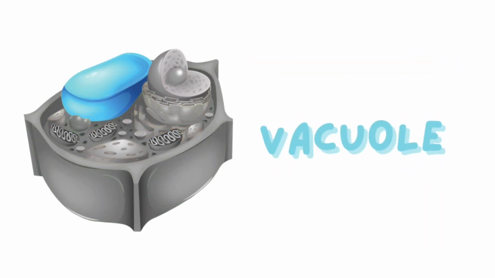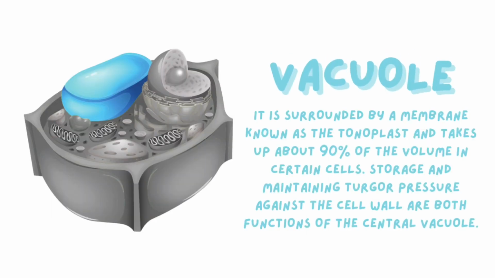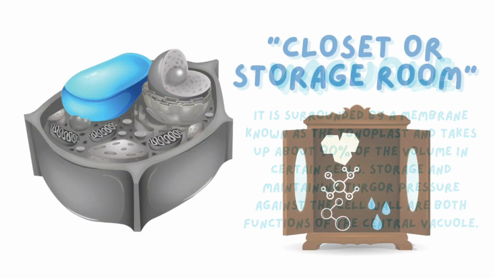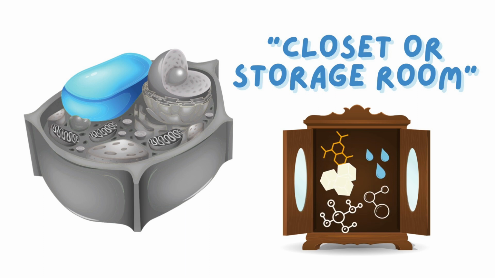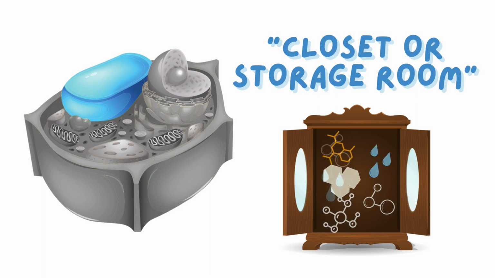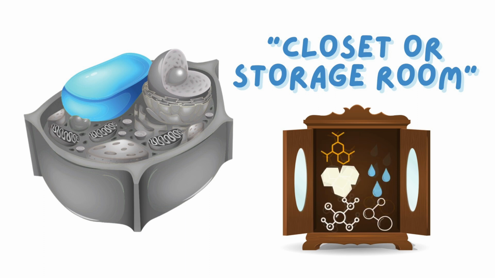It is surrounded by a membrane known as the tonoplast and takes up about 90% of the volume in certain cells. Storage and maintaining turgor pressure against the cell wall are both functions of the central vacuole.